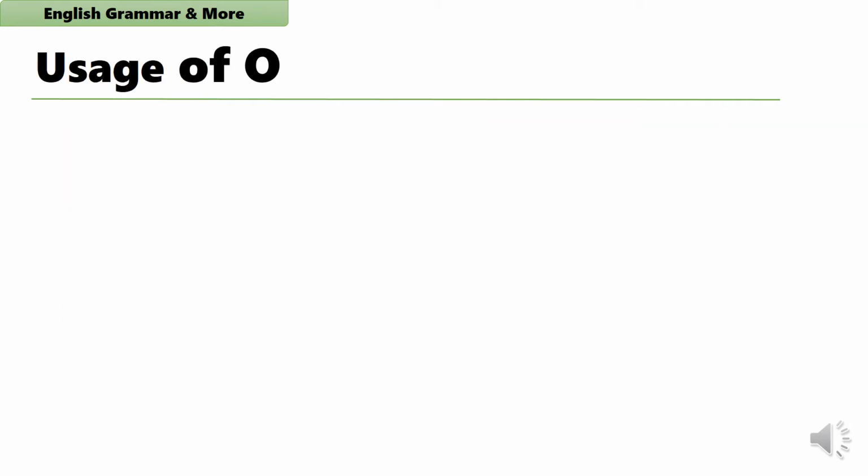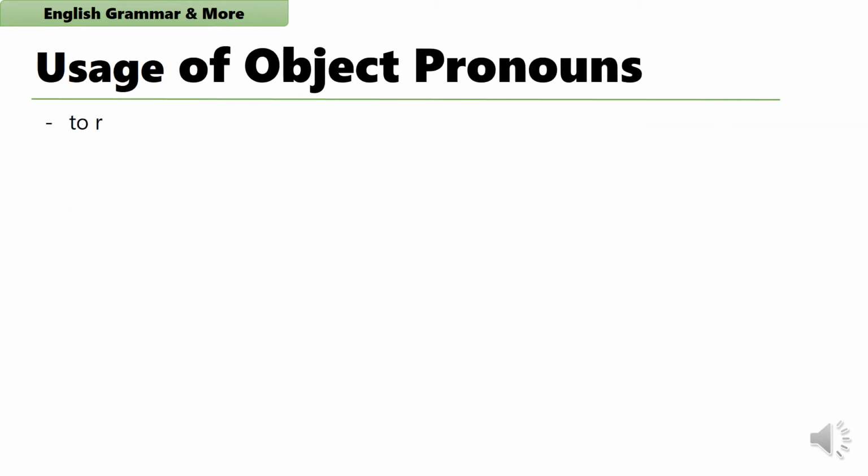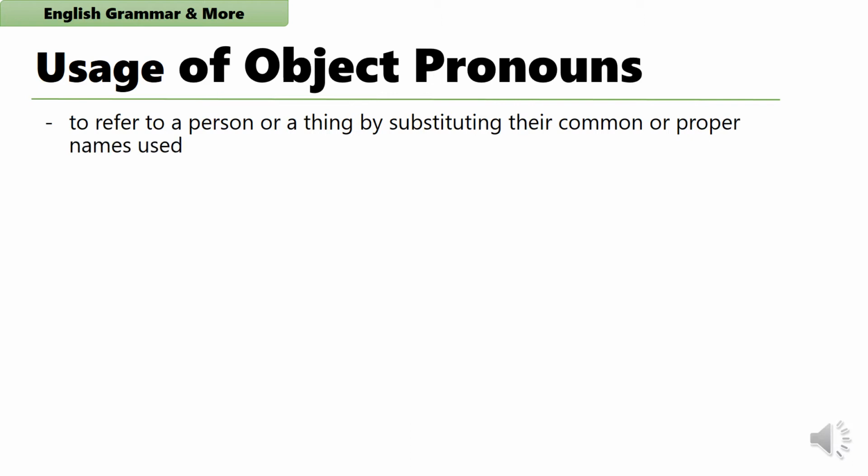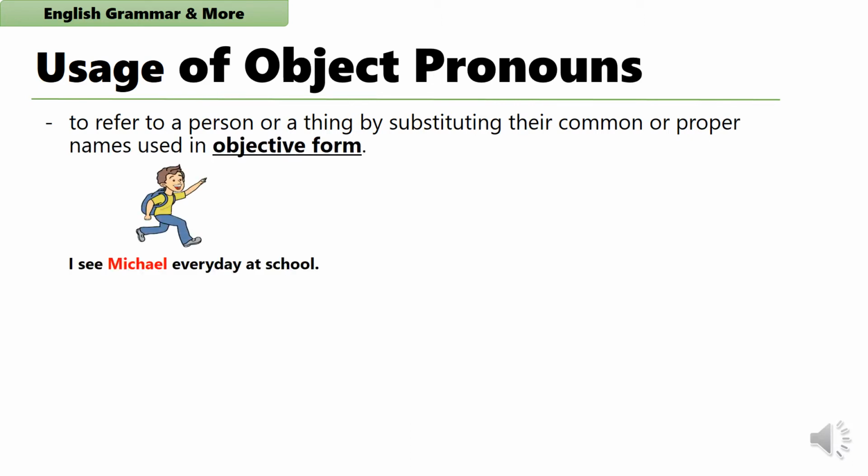We use object personal pronouns in a sentence to refer to a person or a thing by substituting their common or proper names used in an objective form. For example, I see Michael every day at school, or I can also say I see him every day at school. Here, I replace Michael with a proper object personal pronoun in the second sentence.